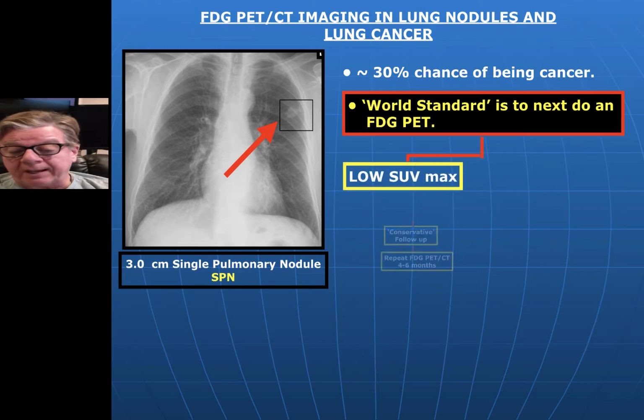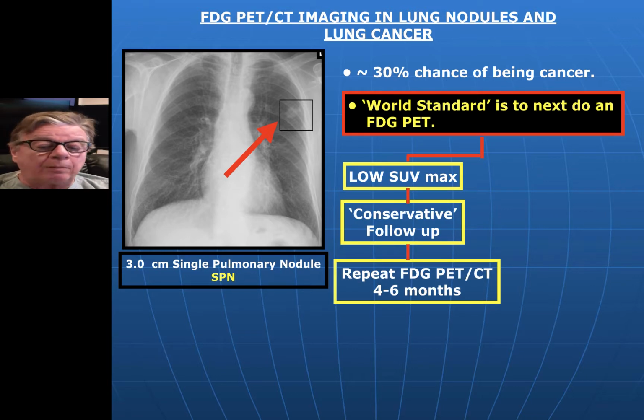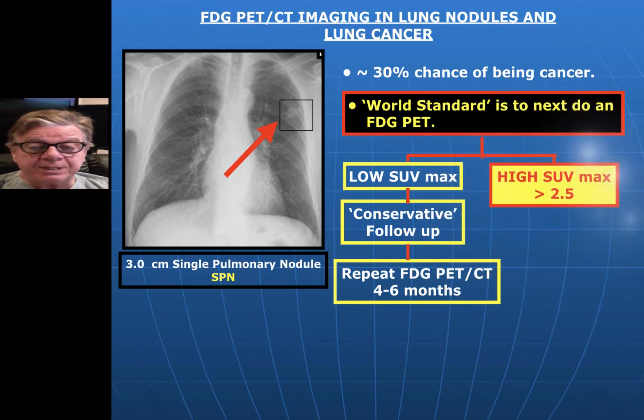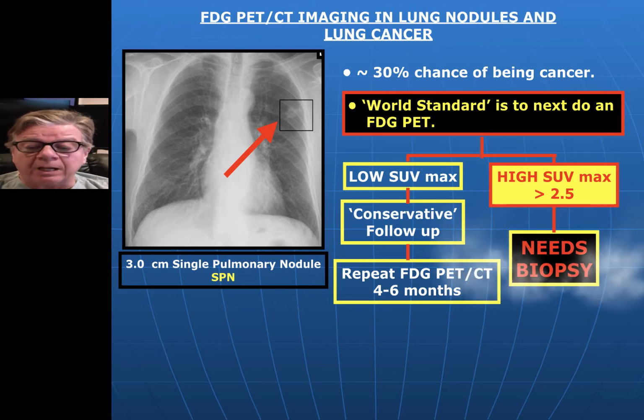And if it's a low SUV max, as we said, conservative clinical follow-up, serial scans, and you can decide whether or not you need a biopsy after a couple of times. If nothing's changing, then you can just ignore it. And in fact, for I think more than a decade now, U.S. health insurance companies won't even pay for a diagnostic CT scan because they know that the best way to decide what's the next step in this pathway, and of course cheapest for the insurance companies, is to do the FDG PET scan. And so if we see it's a high SUV max, as we said, we biopsy it.